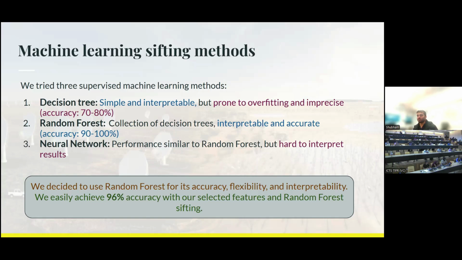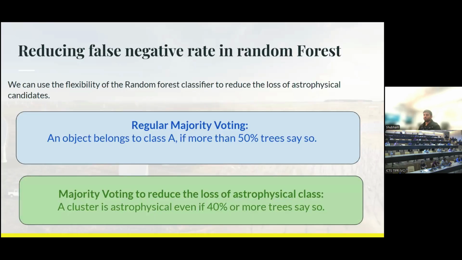So we decided to use random forest in our shifting for its accuracy, flexibility, and simplicity. And with our selected set of features and simulated data set, we easily achieve 96% accuracy in our shifting. Since the shifting is not the final classification, we would not like to lose any astrophysical signal in this step. So random forest has a very flexible way of reducing the false negative rate.